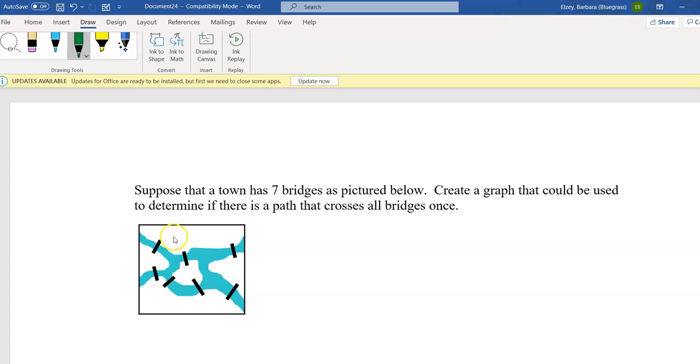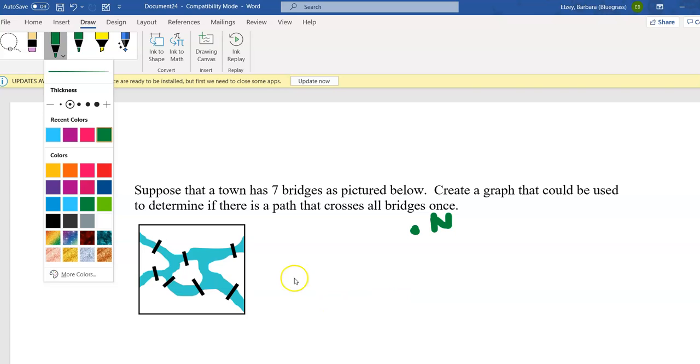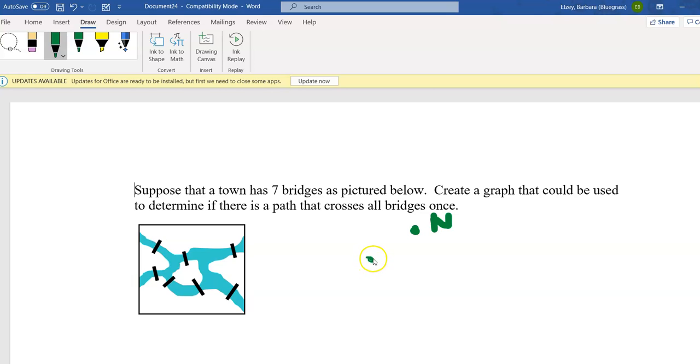I'm going to call this the North Shore up here. I'm going to plot a single point and I'll call it N for north. And I'm going to call, and then there's this landmass right here on the left. I'm going to put another vertex for it. And since it's to the west, I'll call it W. And then there's this island in the middle, so I want another vertex that represents the island. I'll call it I for island.